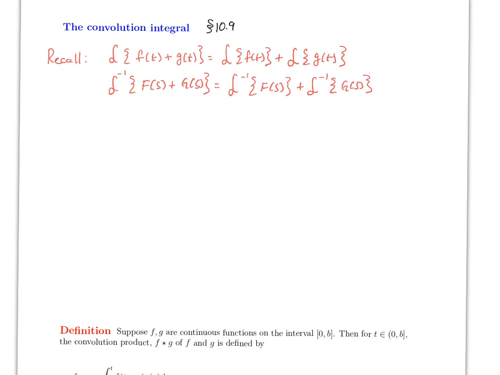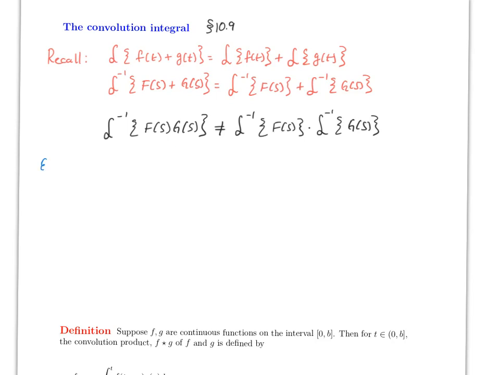Now here is the bad news. The inverse Laplace transform of f of s times g of s is not equal to the inverse Laplace transform of f of s times the inverse Laplace transform of g. So therefore the operator doesn't work for this case. It works for this, but it doesn't work for this one.